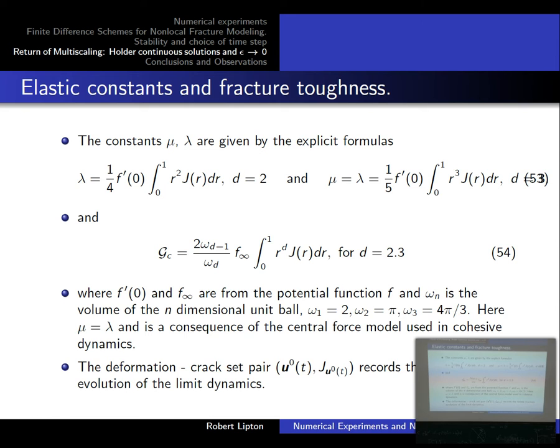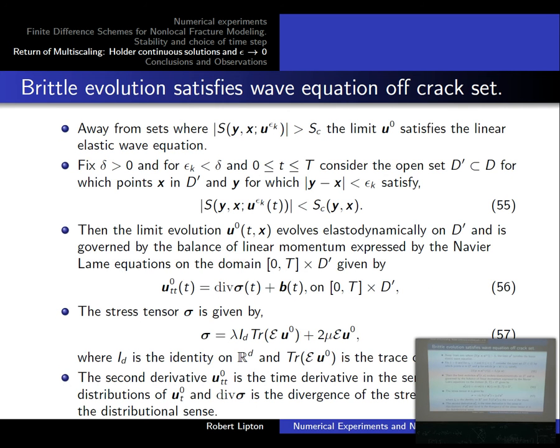As before, the constants are given, the same constants I showed you in the last lecture. Should we have a fracture, the deformation-crack set pair records the brittle fracture evolution in the limit. And again, away in the quiescent zone, away from where we have softening, we suppose that there exists a D prime such that for all points in D prime, the strain is below softening. If that's true for all epsilon, then the limit point, the cluster point, evolves elastodynamically on this quiescent subdomain.